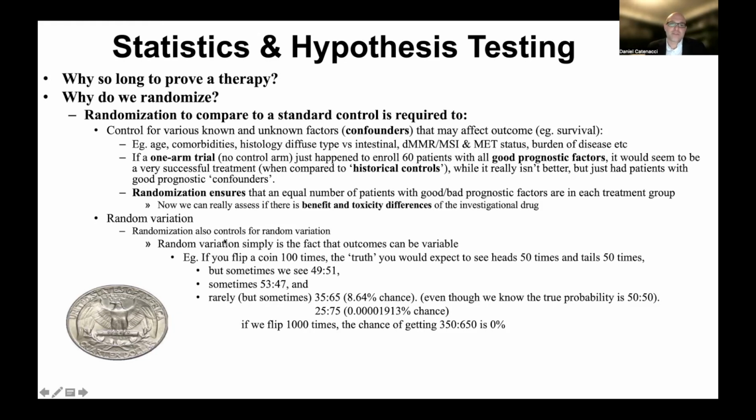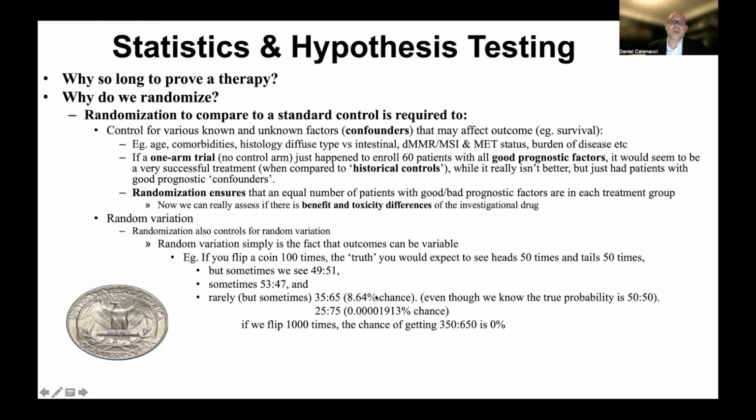Let's look at some examples. If you flip a coin 100 times, we expect to see 50 times getting heads and 50 times getting tails, unless you have a trick coin. But if you have a regular coin, you should expect 50 heads and 50 tails, 50% chance of getting each. But would we always see 50-50? No. Sometimes we might see 49 heads and 51 tails. Sometimes we might see 53 heads and 47 tails. And even rarely, but sometimes, we might see 35 heads and 65 tails.